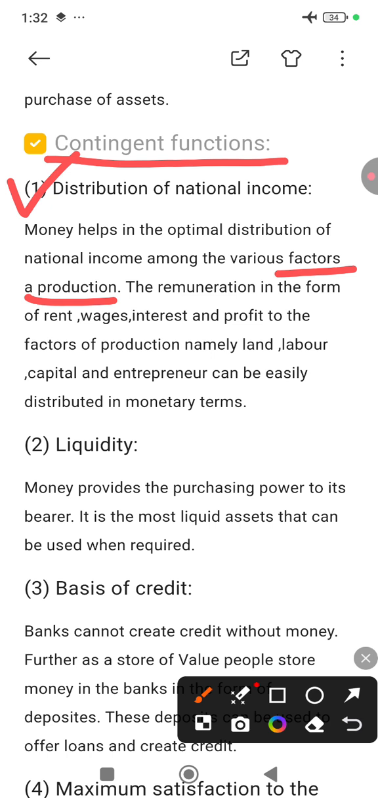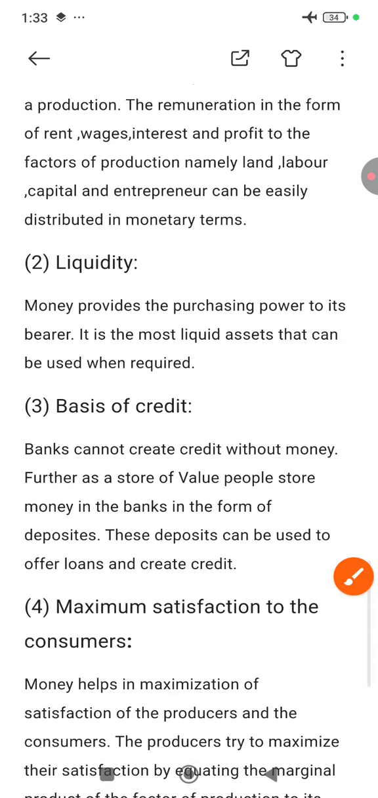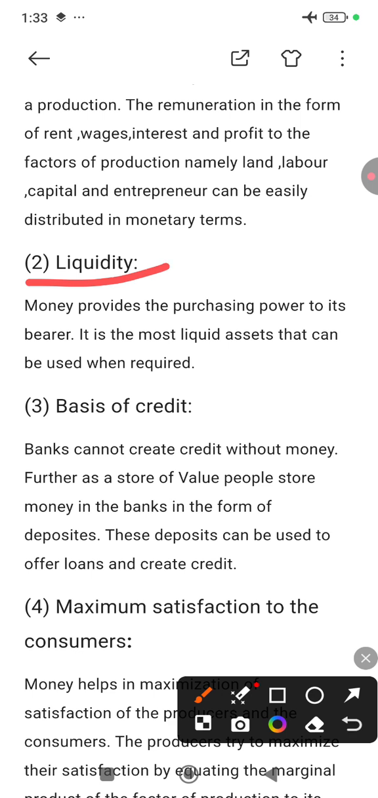The remuneration in the form of rent, wages, interest, profit to the factors of production, namely land, labor, capital, and entrepreneur, can easily be distributed in monetary terms. So the next function of the contingent functions of money is liquidity. Money provides purchasing power to its bearer. It is the most liquid asset that can be used when required.